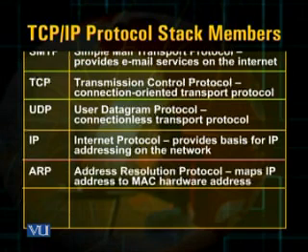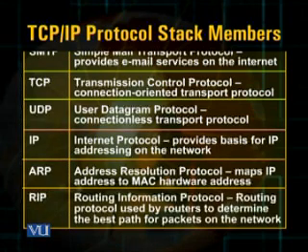Then ARP or Address Resolution Protocol. This maps the IP address to the MAC hardware address, and we'll have more discussion on this later. Then comes RIP or Routing Information Protocol. This protocol is used for making a routing table, and this table tells us the best path for packets on the network so that they can be delivered in an optimal fashion.